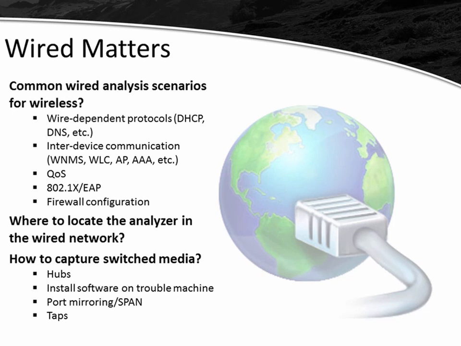Then you can also install software on the troubled machine itself, so you're just capturing what goes in and out of the machine. You can do port mirroring or spanning in some switches, so you can say everything that's supposed to go out switch port 10 should also go out switch port 11, for example. Of course, there are taps in some scenarios that might be used as well. So you can mirror the port, and this can give you information.